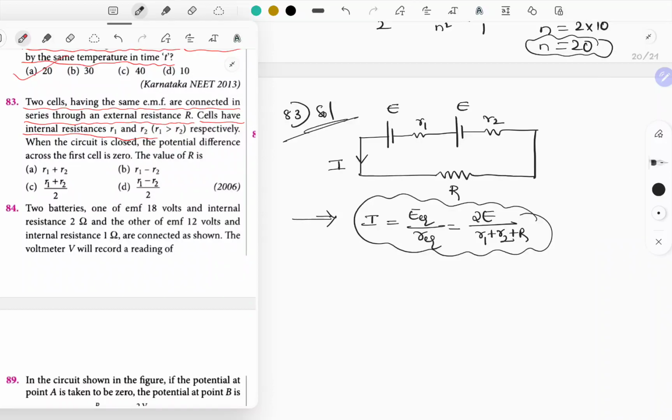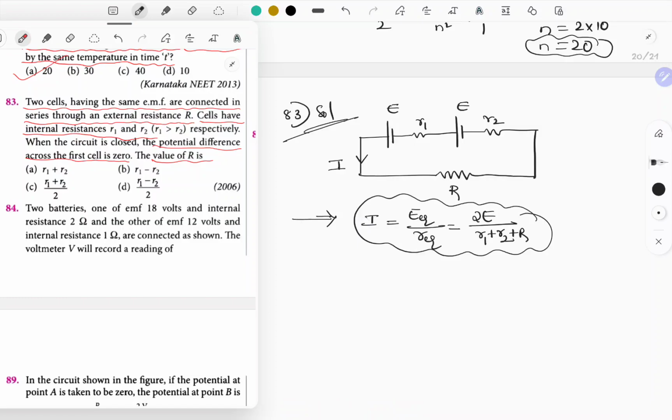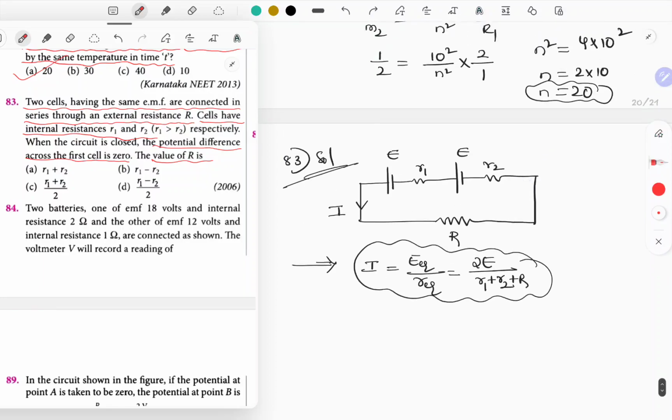Now the condition, and the hint also, is that the potential difference across the first cell is 0. This is the hint. The question that we have to find out is the external resistor. Try to understand, every question includes a hint and the quantity that we have to find out. Here they said the potential difference across the first cell is equal to 0. Before deciding how the total voltage across the cell is going to be 0, let me find out the terminal voltage of the first cell.